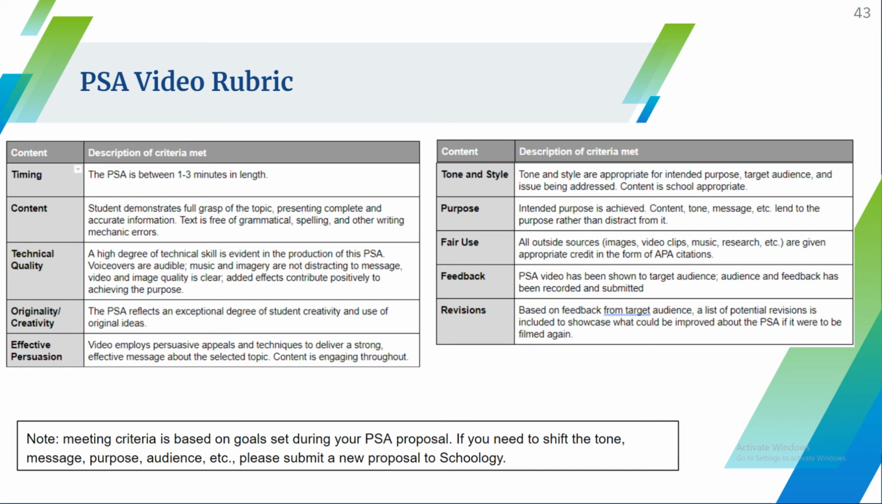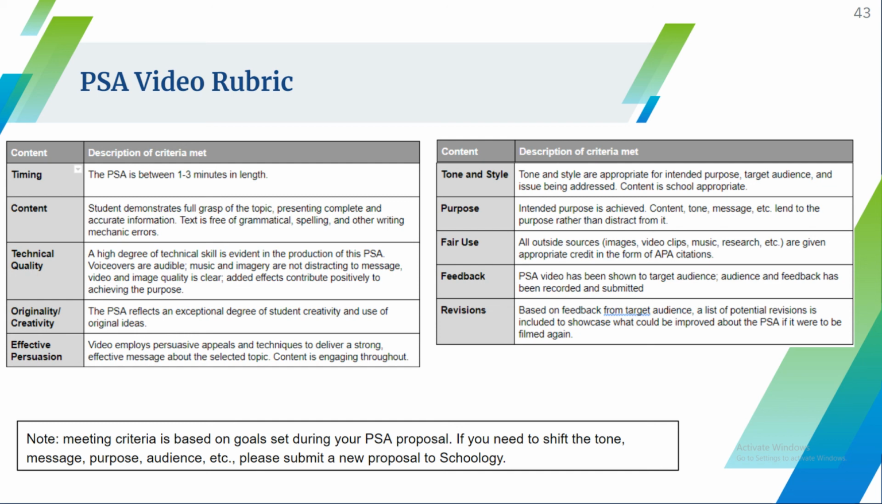Next up is purpose. So the intended purpose is achieved. Remember, that's another thing from your proposal, where you said, hey, our purpose is to have a call to action, or our purpose is to have people question their beliefs, or whatever that was. Again, how much does this PSA achieve that intended purpose? The content, the tone, the message, all those things lend to the purpose rather than distracting from it. You shouldn't have anything that derails your intended purpose or leads away from it. Everything should contribute toward it.